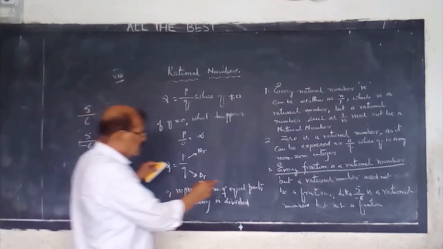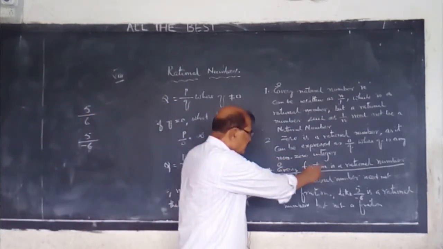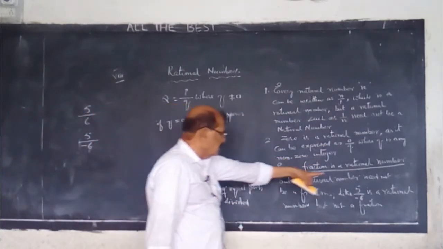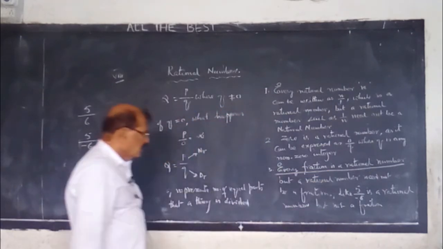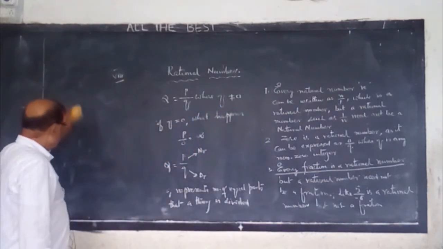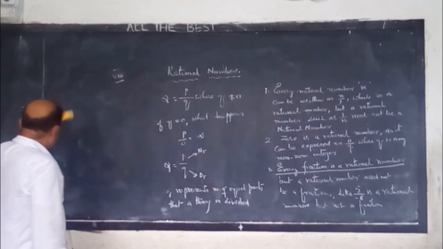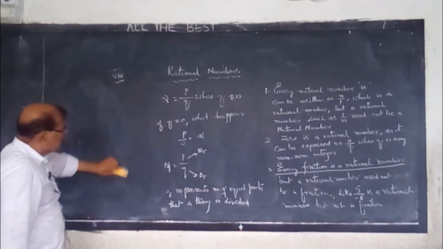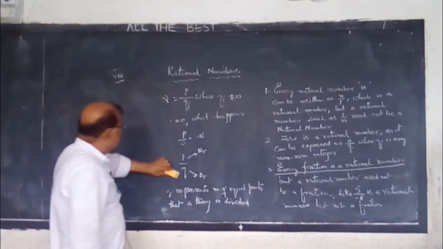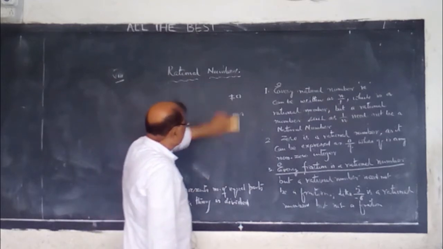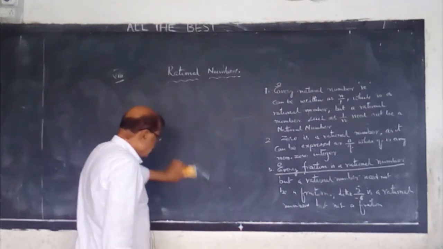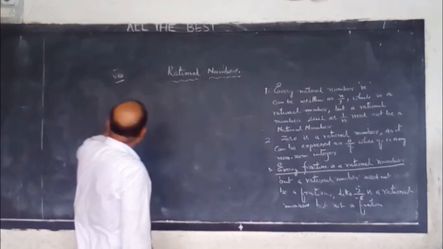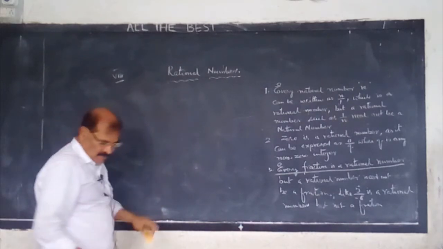So here every fraction is a rational number, but a rational number need not be a fraction, as 5 by minus 6. Now, if we go into detail about rational numbers, a more accurate definition is made.